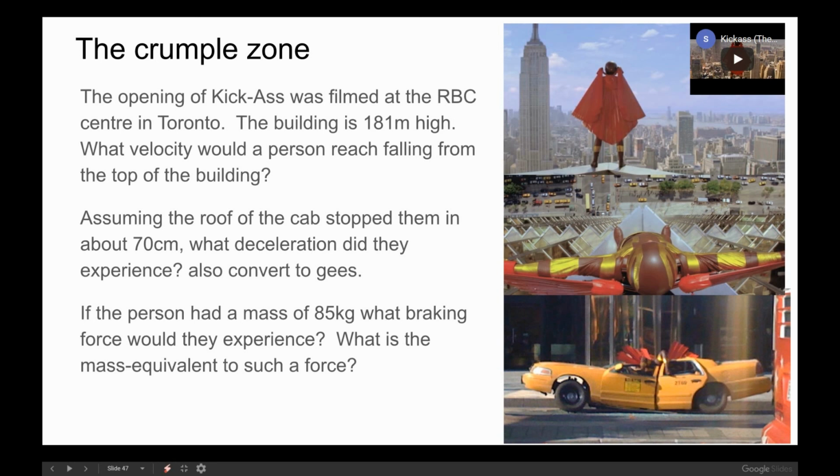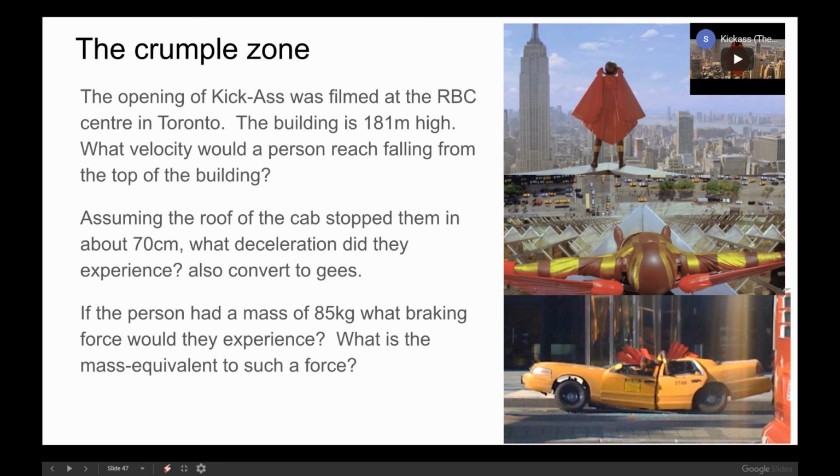They filmed this sequence at the RBC Center in Toronto, and the flying wingsuit guy has a 181 meter high fall before discovering his wingsuit doesn't work and he crashes into a car. So we're going to take a look at this problem and assume that the roof of the cab crumpled by about 70 centimeters. I'm guessing that. It looks like a foot or two in the old school way, so I just took a stab at it.